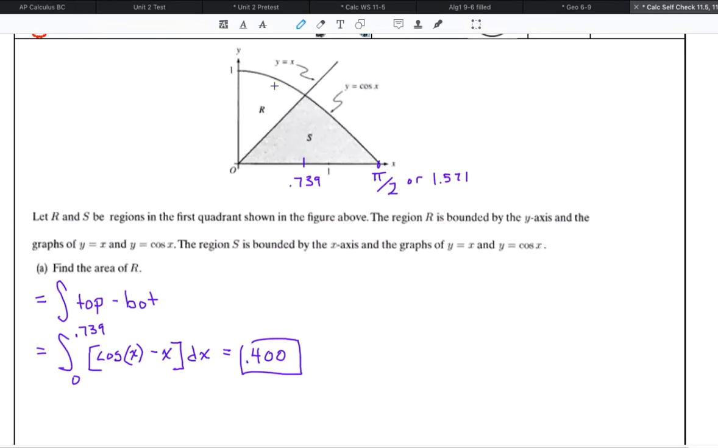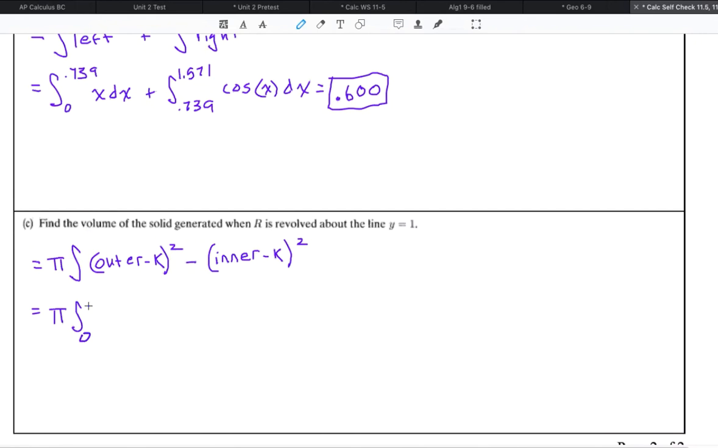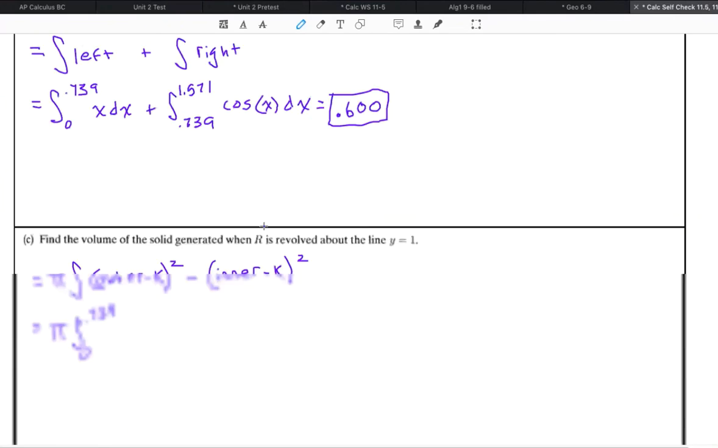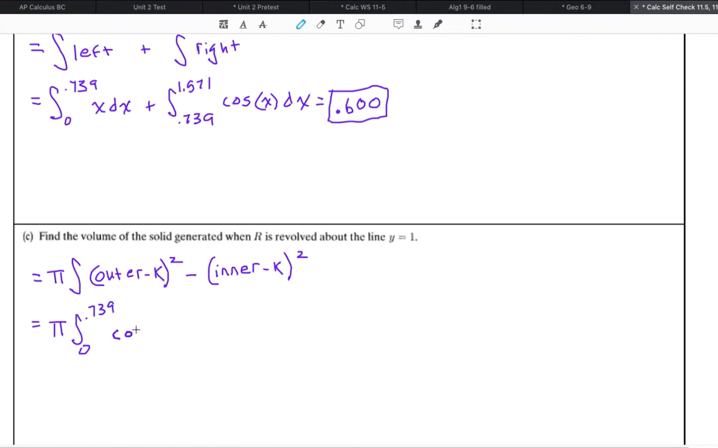All right, so our actual formula that we're going to be using is the integral. It's r. So r is just that left region. So 0 and 0.739 are the bounds. And the outer function, if I'm rotating around this line, is going to be x. Or sorry, the outer function is going to be cosine of x, and then the inner function is going to be x. So I'm going to say cosine of x minus 1, that quantity squared, minus x minus 1, that quantity squared, and all of this stuff is going to be multiplied by dx.